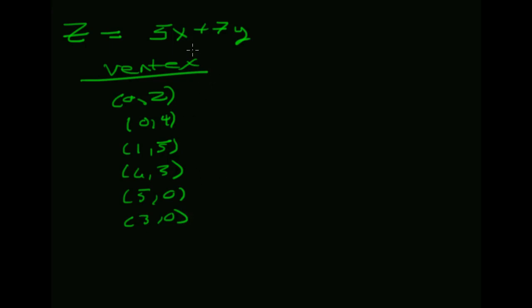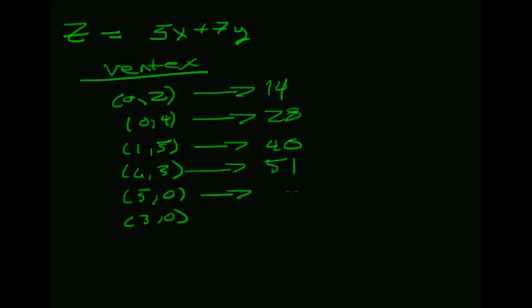If I start plugging these in here, one of these is actually going to be the minimal value for z over that feasible region. (0, 2) lands me at 14. (0, 4) puts me at 28. (1, 5) puts me at 40. (6, 3) puts me at 51. (5, 0) puts me at 25. And (3, 0) puts me at 15. Okay, so the obvious answer here is 14 is my minimum. It occurs at (0, 2). So we've actually solved the linear programming problem using the fundamental theorem of linear programming.